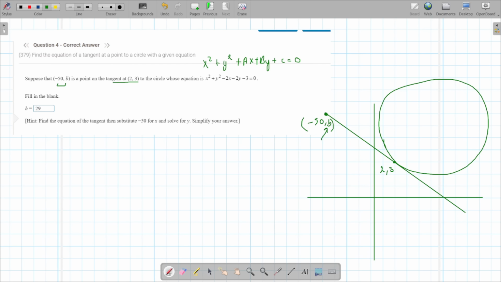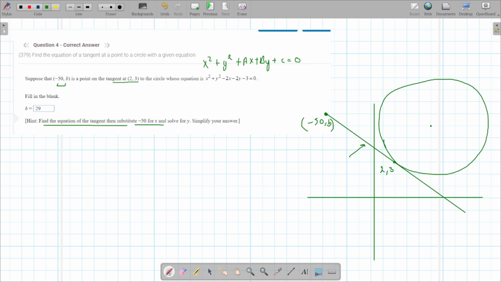How do I find the y coordinate? I think they're going to get this question actually. You have to follow these steps. The first thing is we need to find the equation of this tangent. After we find the equation of this tangent, we can solve for y. Find the equation of the tangent and substitute minus 50 for x. How would you find the equation of the tangent?